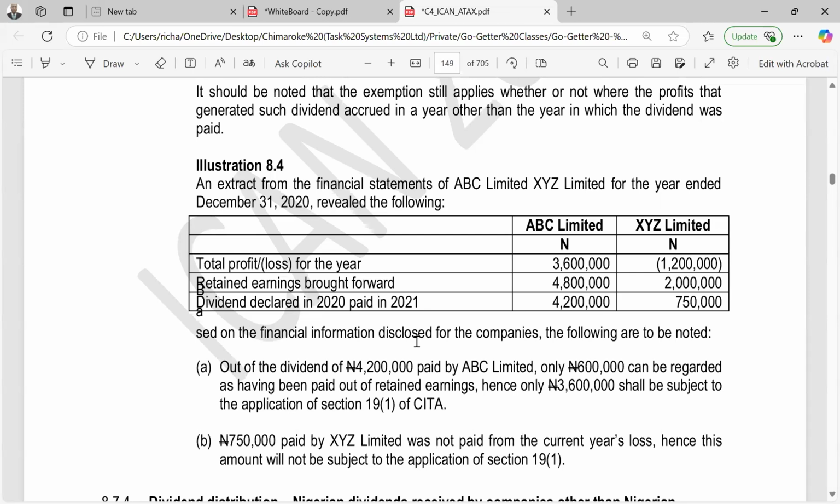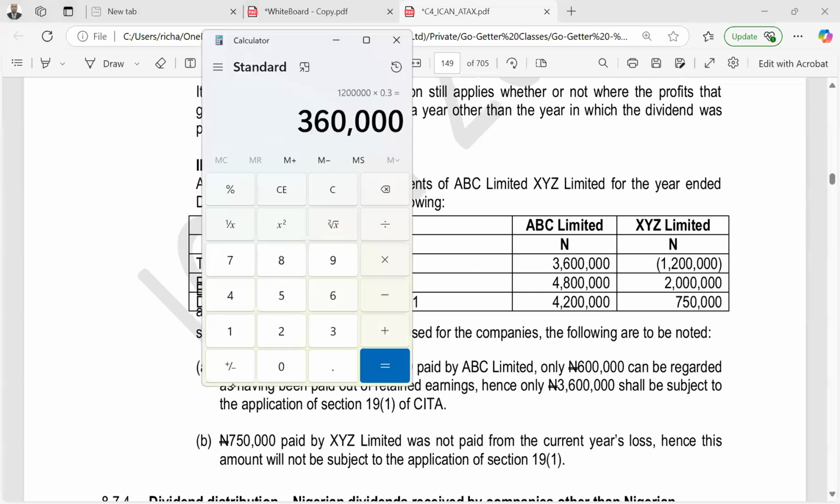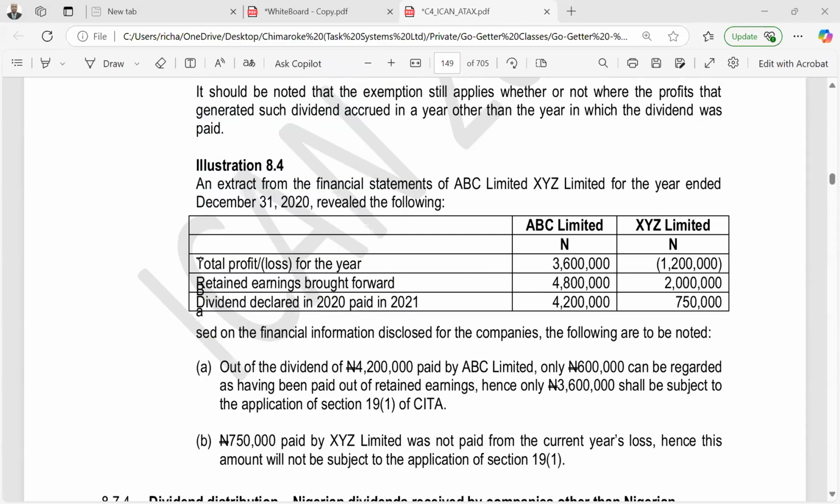So it means that out of the dividend of 4.2 declared by ABC, only 600 can be regarded as having paid out of retained earnings. Why is this so? Let's see. 3.6 minus 4.2. So that 600 they are saying. Only 600 has been regarded as having paid out of retained earnings.